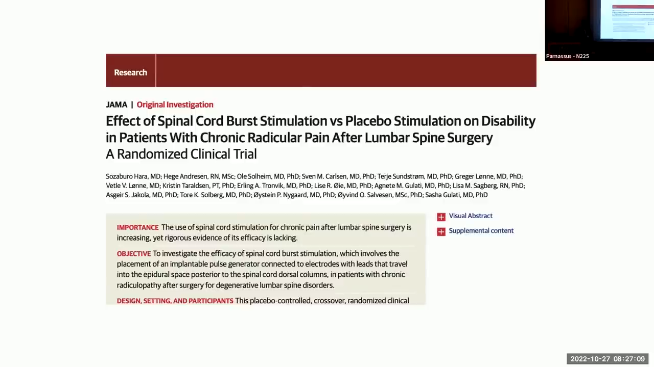Is that fair to say? Not all of them feel all the way better. I think that's accurate. Some have chronic radicular pain after lumbar spinal surgery because they don't feel all the way better. And one of the things you all do is you implant a spinal stimulator.